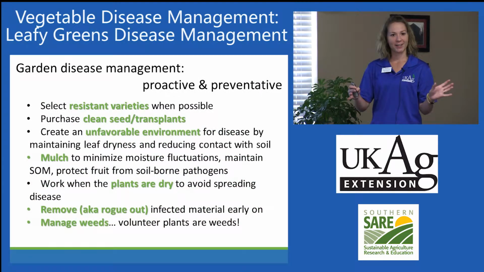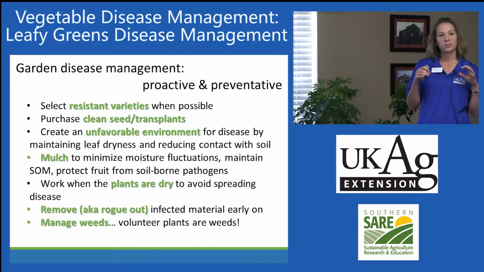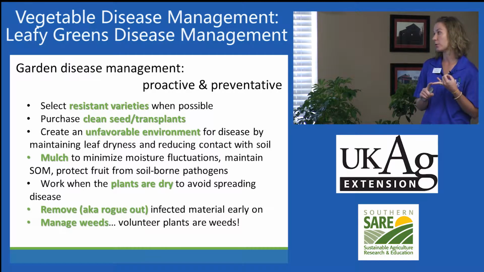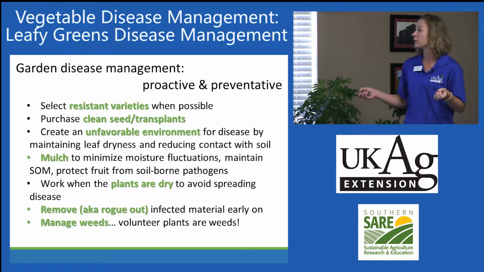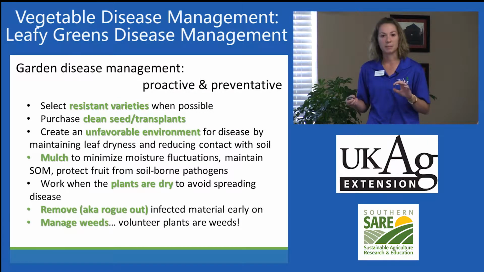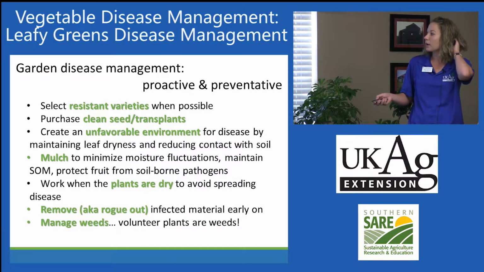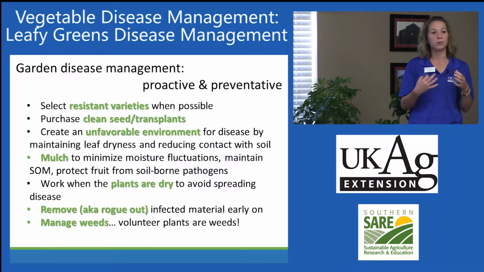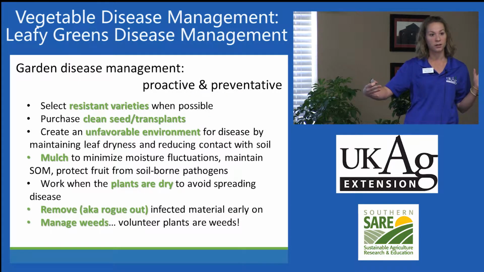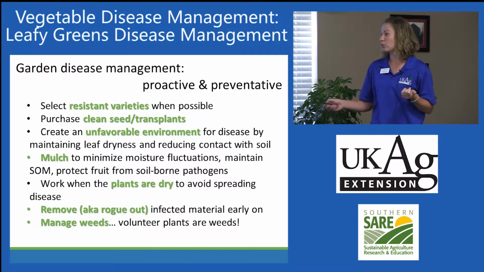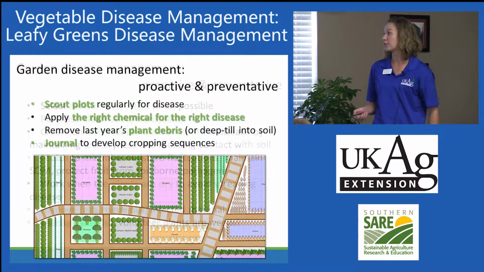And so here's our recap. Effective garden disease management is focused on proactive and preventative approaches. And so these are things like using resistant varieties, starting with clean planting material, creating an unfavorable environment for disease by maintaining leaf dryness, and reducing contact with soil. Mulch is extremely important in the home garden. Working plants when they're dry will prevent spreading disease through the garden, and it'll reduce plant injury. And then management of weeds and removing infected material will help decrease disease.